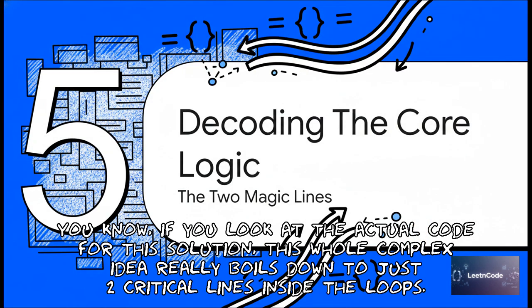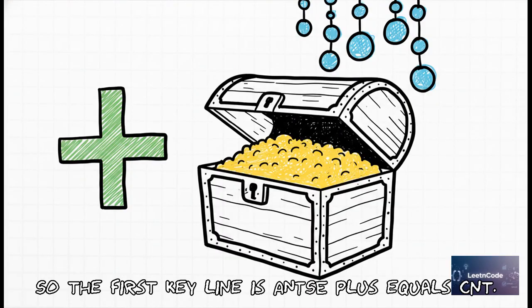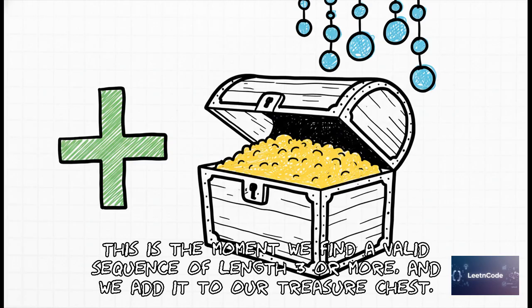You know, if you look at the actual code for this solution, this whole complex idea really boils down to just 2 critical lines inside the loops. And if you can understand these 2 lines, you understand the entire algorithm. So the first key line is ans += cnt. This is the payoff. This is the moment we find a valid sequence of length 3 or more, and we add it to our treasure chest.